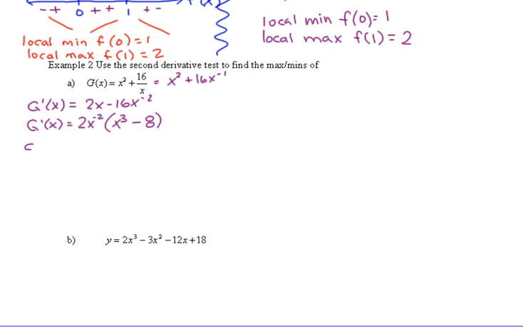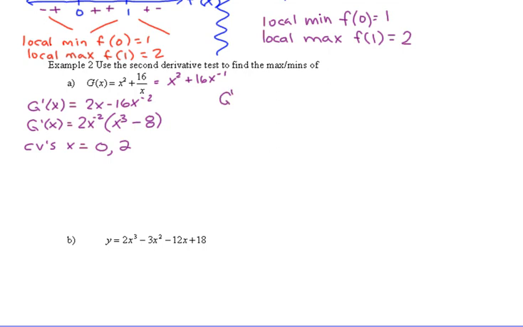What are my critical values? 0 and positive or negative? Positive 2. 0 and 2. Okay, so I want to find if each one of them is a local max or min. So instead of doing an interval test, what are we going to do? Put it into the second derivative.